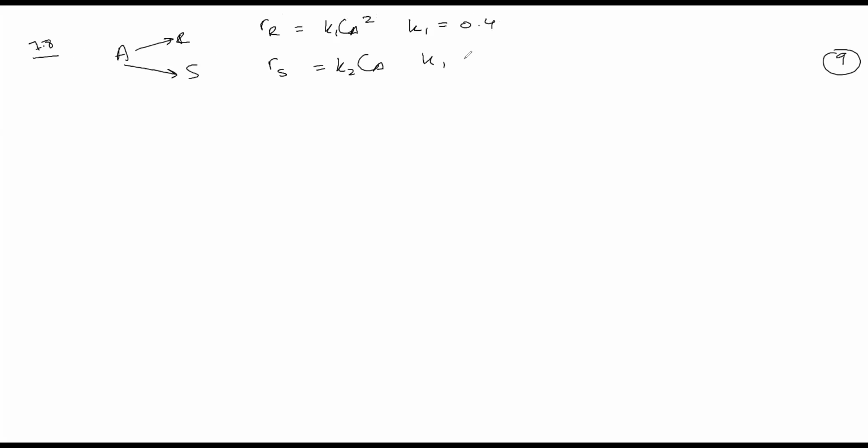I think it's page 9, right? So this is 7.8. So in this problem, I'm given a system A going to R, going to S. R is equal to K1CA squared. RS is equal to K2CA. You're being given K1 to be 0.4 and K2 being 2. Again, this second order, this first order. Just remember the units.